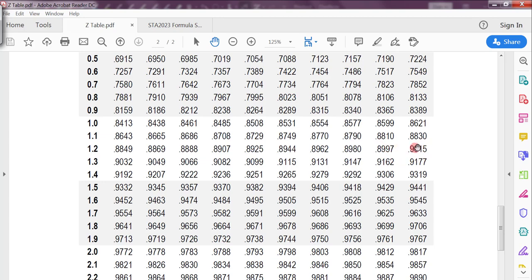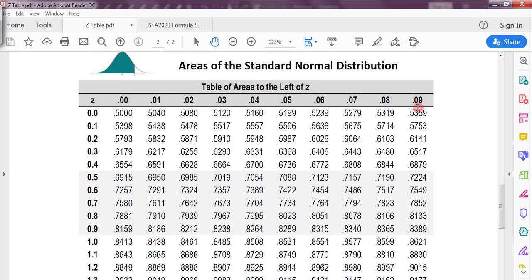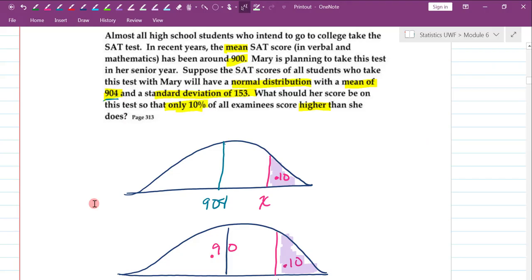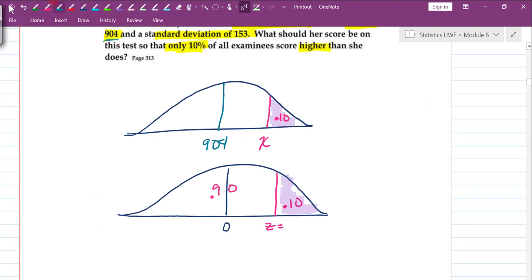The 0.8997 is the closest value we can get from the tables, where 90% of the area under the curve is to the left of this value. And so that z-value is 1.2, and then it should be 8. So we scroll right on up, and 0.8. So 1.28 is our z-value, and it's a positive number. So this is 1.28.